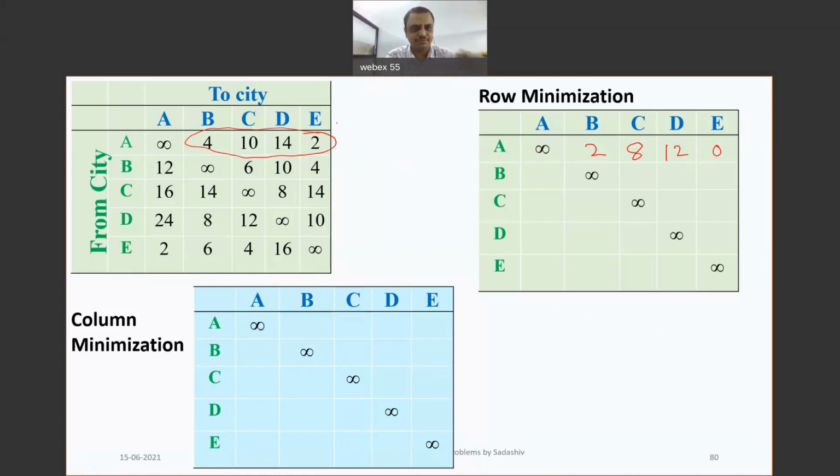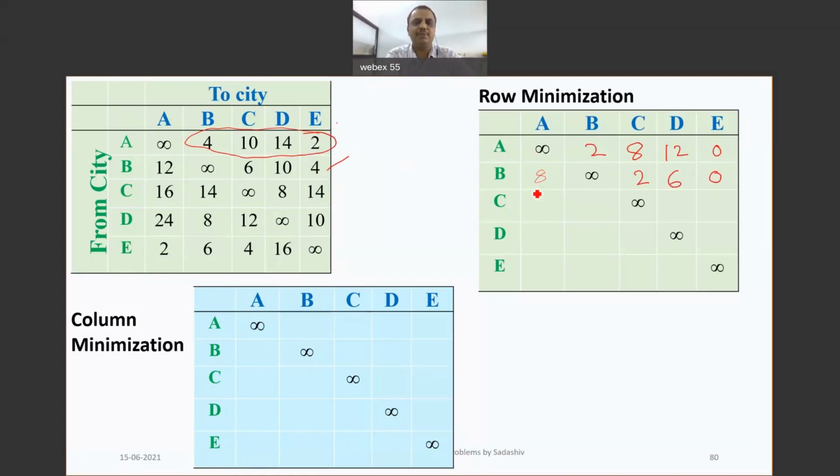The next one, in the second row, what is the least number? 4 is the least number. 12 minus 4 is 8. 6 minus 4 is 2. 10 minus 4 is 6. And 4 minus 4 is 0.